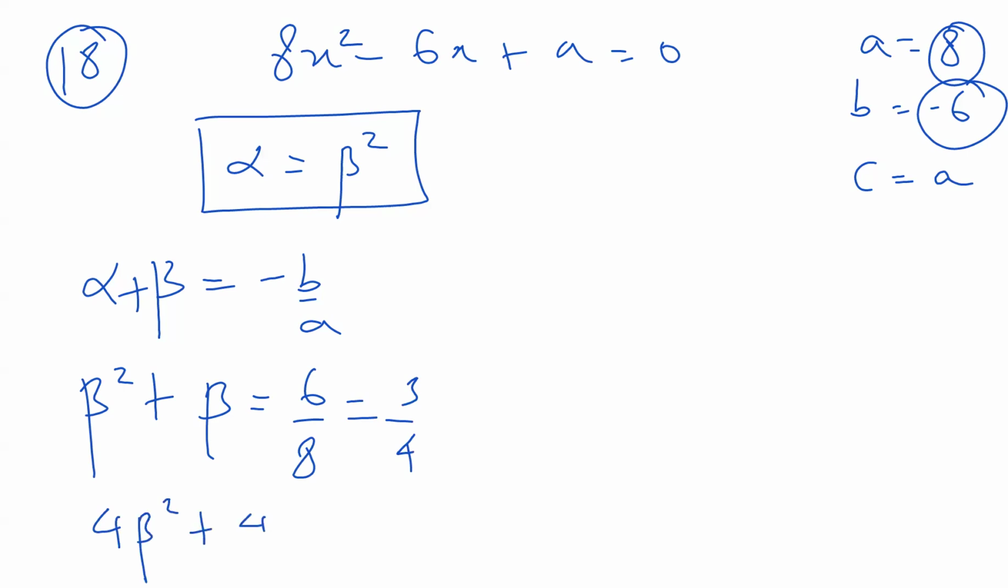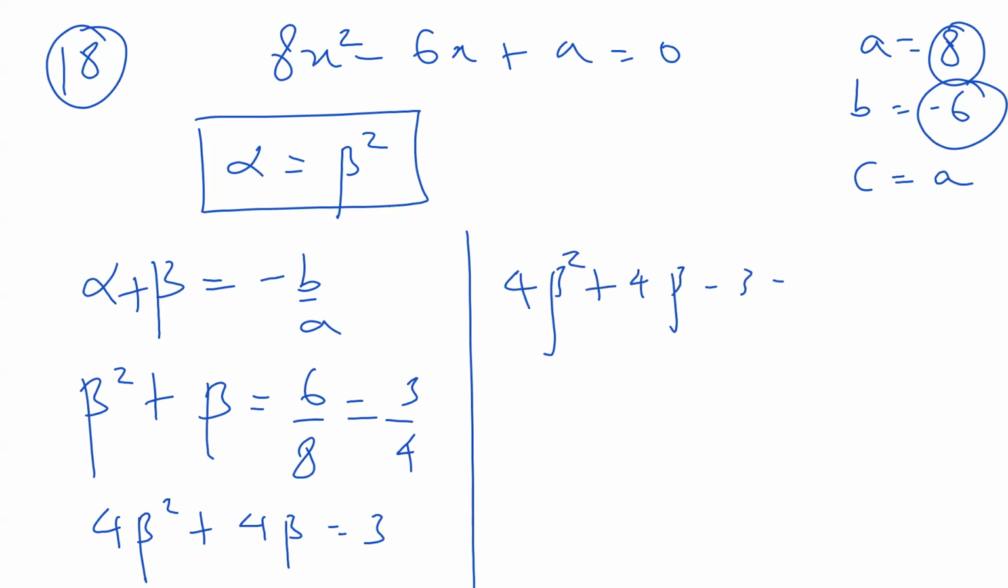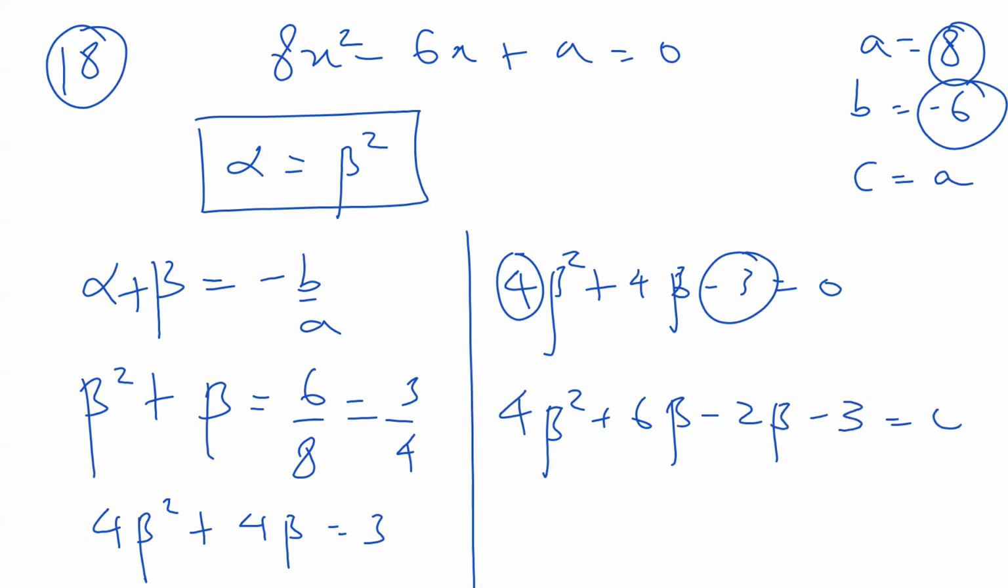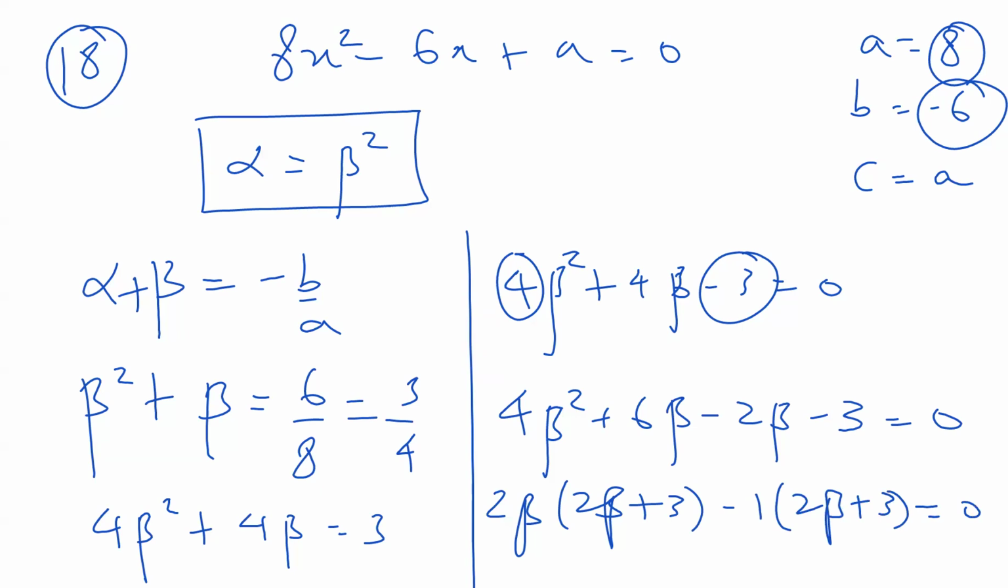So 4 beta square plus 4 beta is equal to 3. So 4 beta square plus 4 beta minus 3 is equal to 0. Okay, so we require minus 12. So (2 beta plus 3)(2 beta minus 1), so beta equal to half, or beta is equal to minus 3 by 2. So these are the two values of beta that we will get. But then we need to find out the value of a.